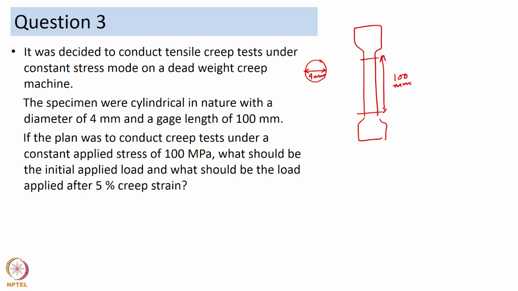If the plan was to conduct creep tests under a constant applied stress of 100 MPa, what should be the initial applied load, and what should be the load applied after the material has experienced 5% creep strain? Initially, for that cross section, what should the load be so that the stress sigma is equal to 100 MPa, and how much should the load be after 5% creep strain so that the material continues to experience a constant stress of 100 MPa?